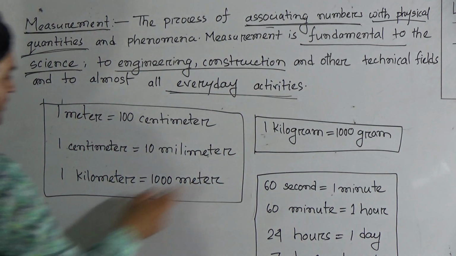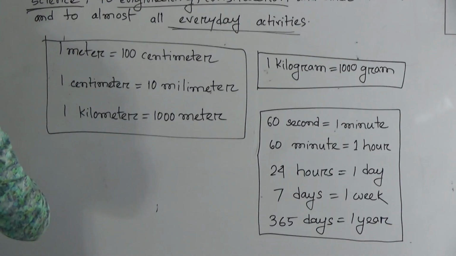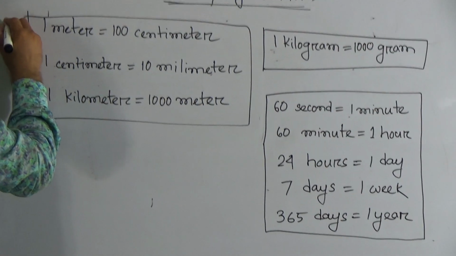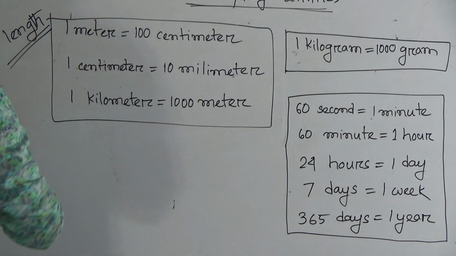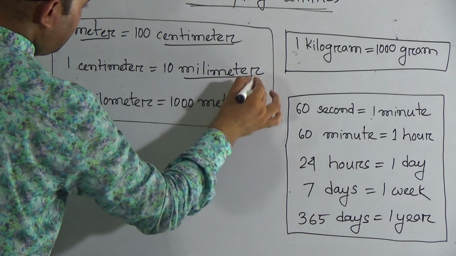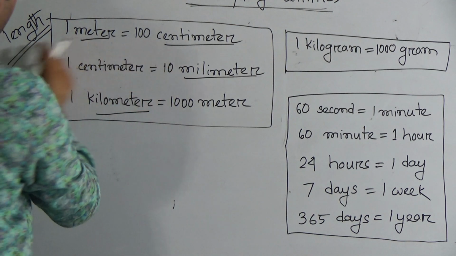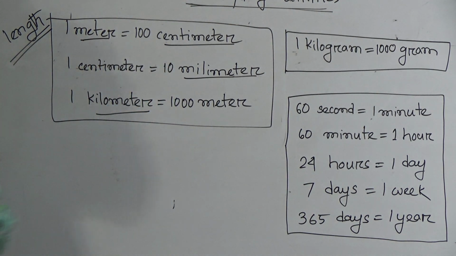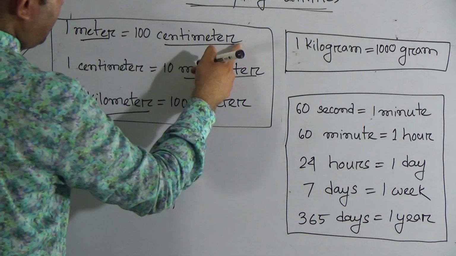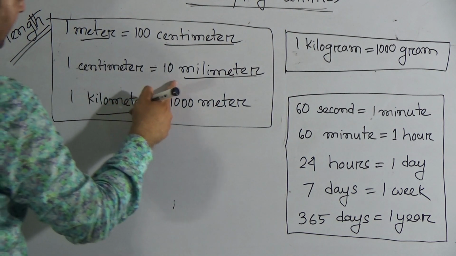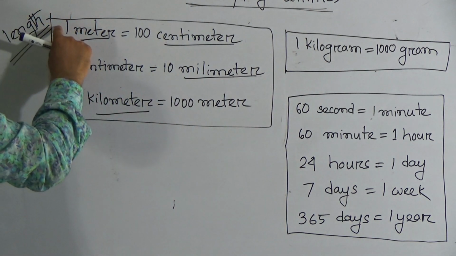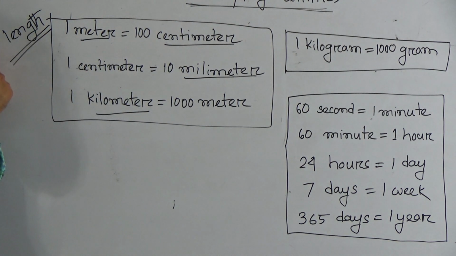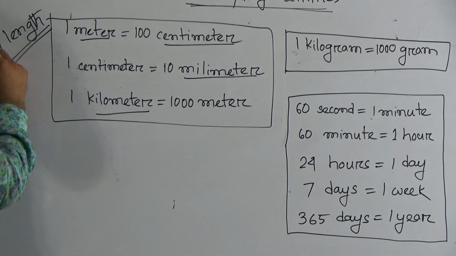My dear students, look here, here are 3 boxes. Here the first one will be used to find the length. Meter, centimeter, millimeter and kilometer are the units to measure length. Look here, 1 meter is equal to 100 centimeters, 1 centimeter is equal to 10 millimeters, 1 kilometer is equal to 1000 meters. You have to memorize these boxes to measure the length of anything. Not only length, you can measure the width from this.